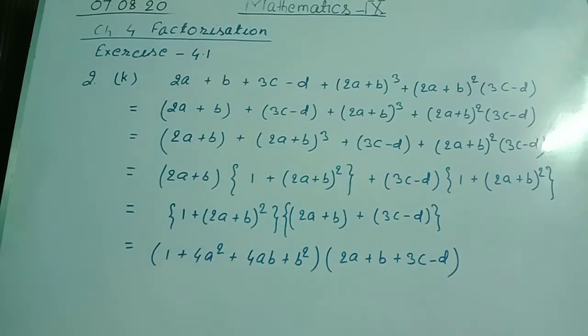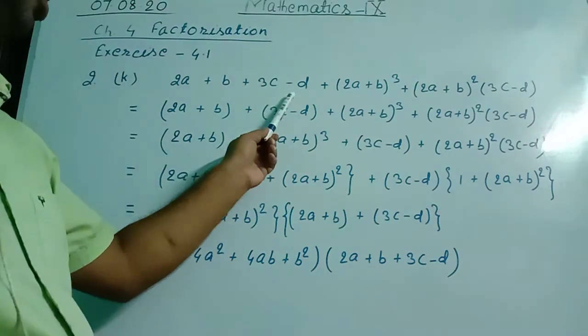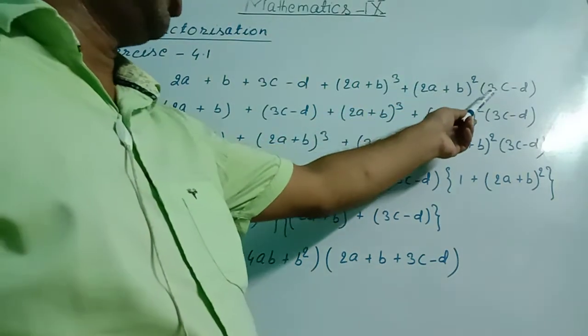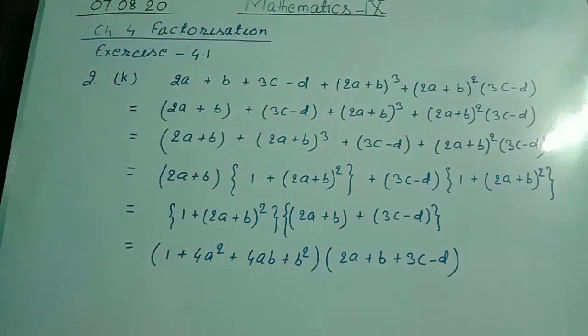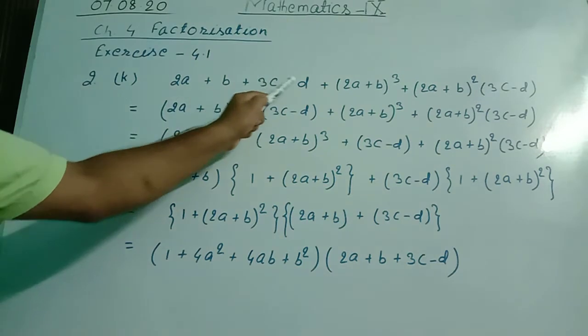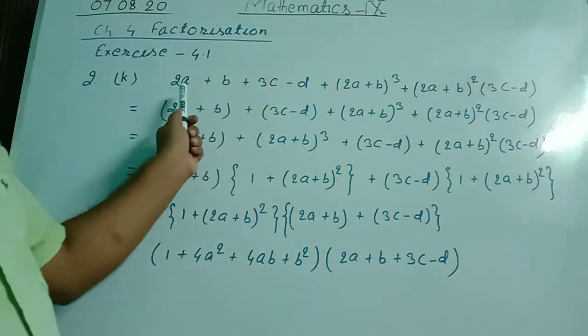In question number 2k, the expression is (2a + b)(3c − d) − (2a + b)³ + (2a + b)²(3c − d). I enclosed these in brackets. Now, the question is, why will we enclose in brackets? To make the like terms.